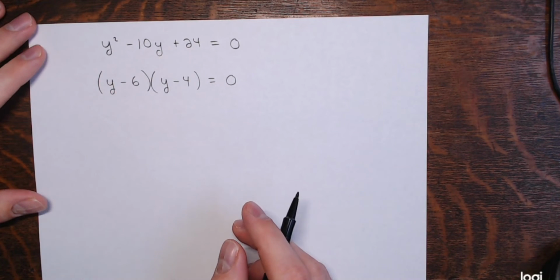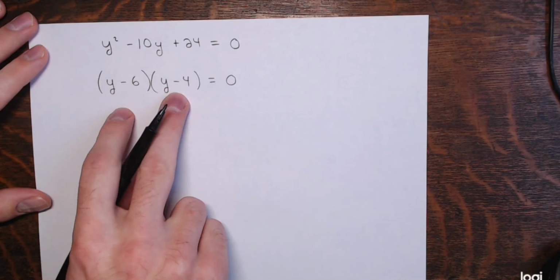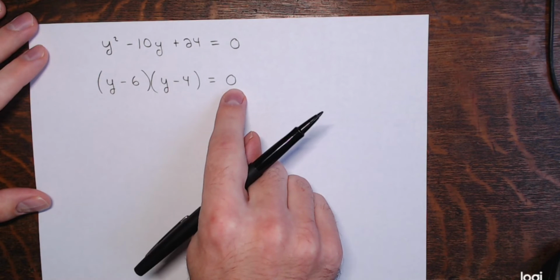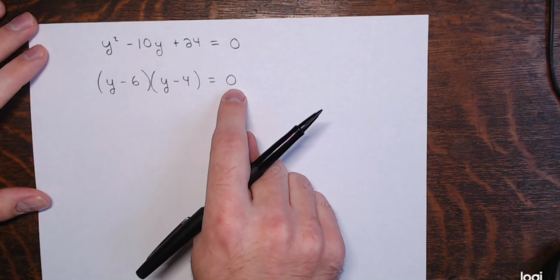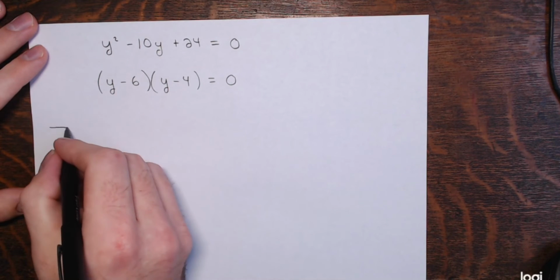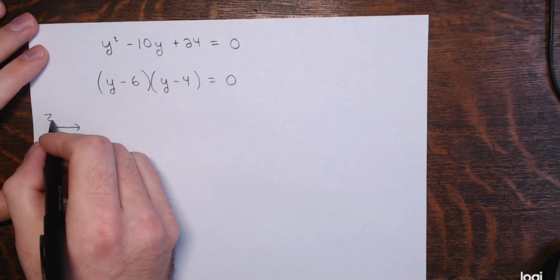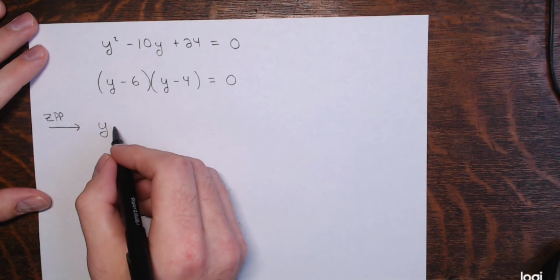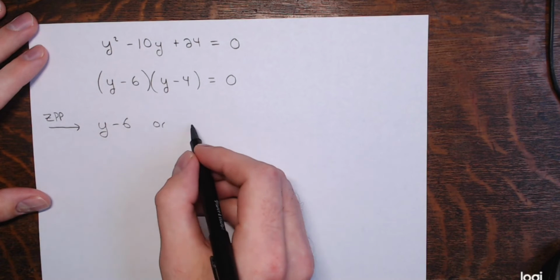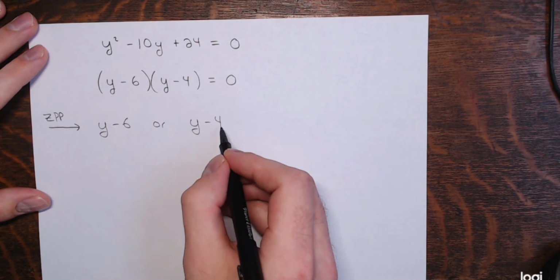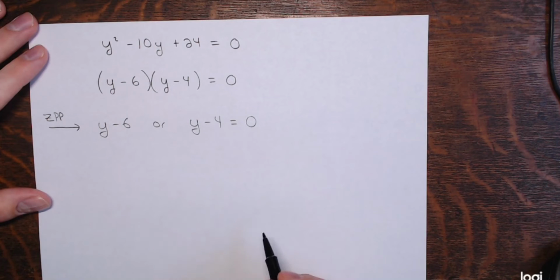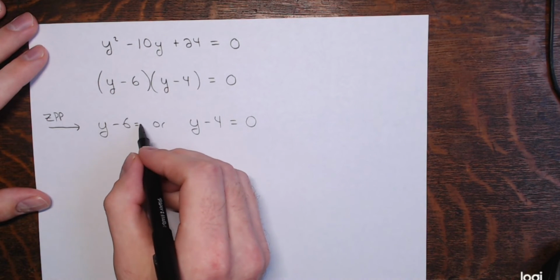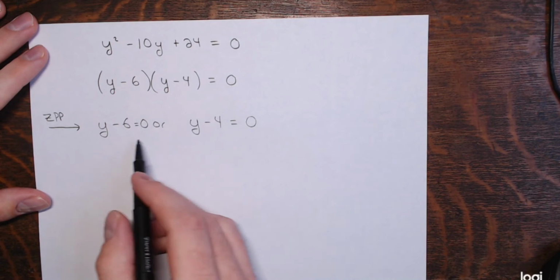I have a product equal to 0. And the only way a product is equal to 0 is if one of the factors is 0. This is by the zero product property. Either this first factor equals 0, or the second factor equals 0, or both. Then you solve both of these, and we'll check our solutions.